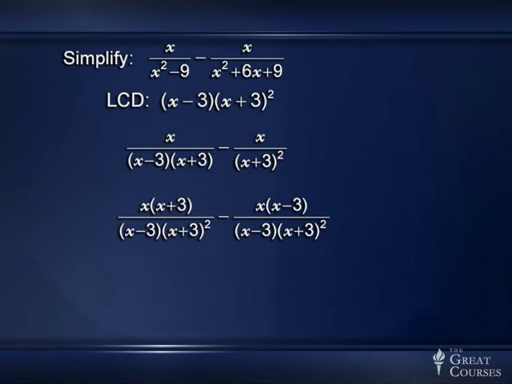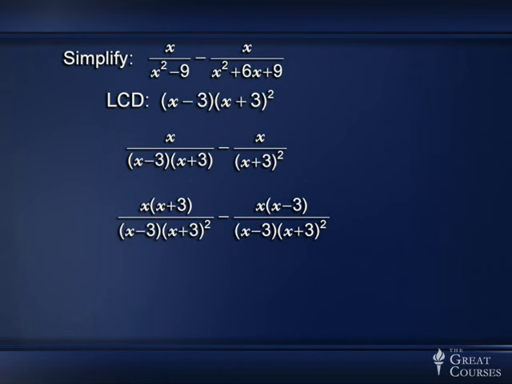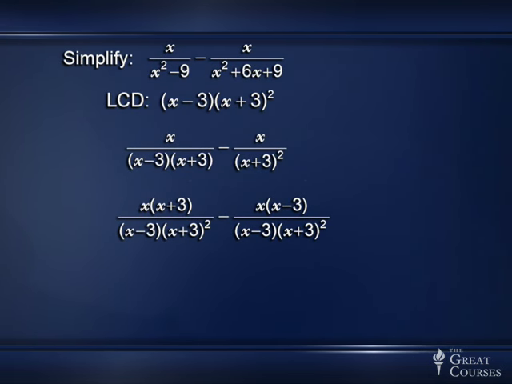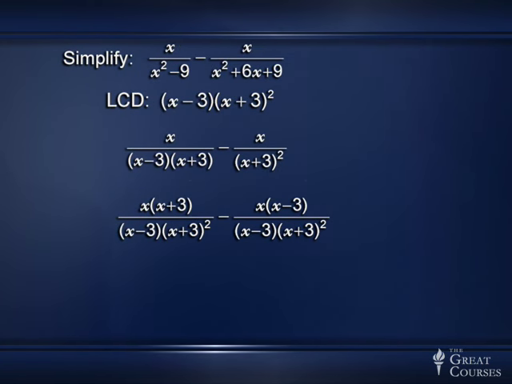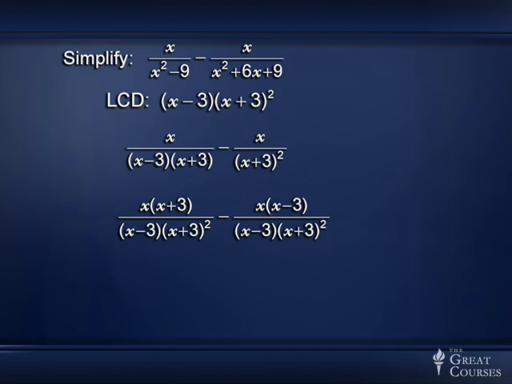Then I have minus x times an x minus 3 divided by the x minus 3 times the x plus 3 squared. Remember, that second fraction needed an x minus 3 in the denominator, and if I put that x minus 3 in the denominator, I have to then multiply by it in the numerator as well. And that's why the numerator of this new version of the second fraction is not just x, but x times x minus 3. Now I have the same denominator in both fractions, and that's good.